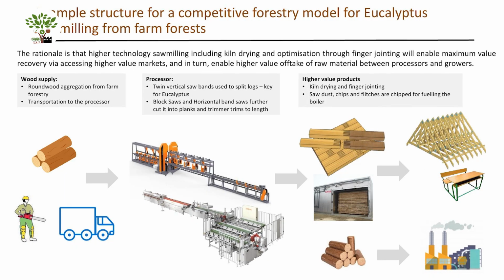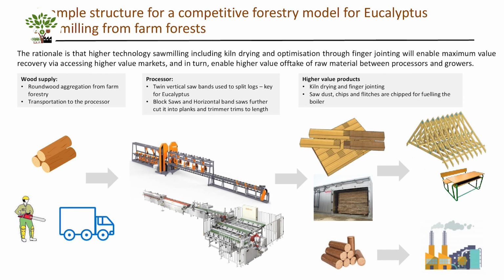An example of the new technology is the use of the twin vertical saw line, which can be used for eucalyptus sawing. When you use the twin vertical saw line, you can manage the stresses when cutting the timber. This means that you will reduce warping and cracks and eventually feed your output into the high value markets.